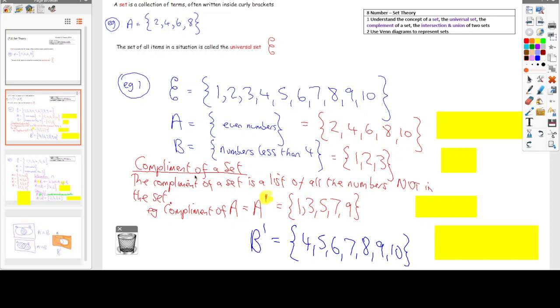Now, the next note I want you to take, please, is what's called a complement of a set. Now, a complement of a set is a list of all the numbers that are not in the set. So the complement of A, and by the way, we write this as A dash, are all the numbers in the universal set which are not in A. So what's in this universal set which is not 2, 4, 6, 8, and 10? Well, that's 1, 3, 5, 7, 9. Similarly, the complement of B is everything in our universal set, the numbers 1 to 10, that isn't in B, so isn't 1, 2, 3. So that's going to be 4, 5, 6, 7, 8, 9, and 10.